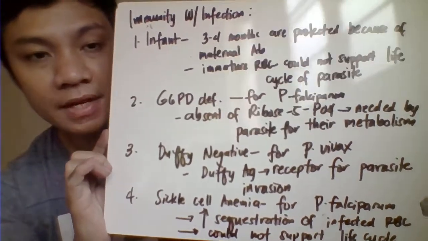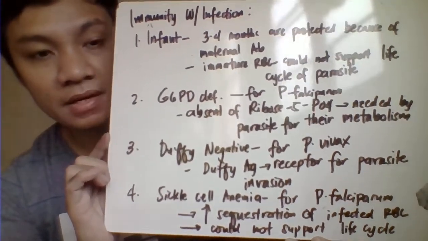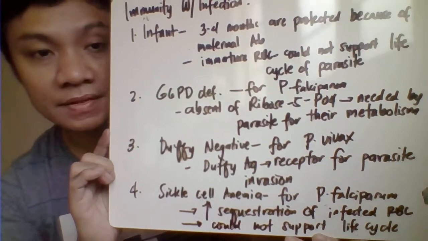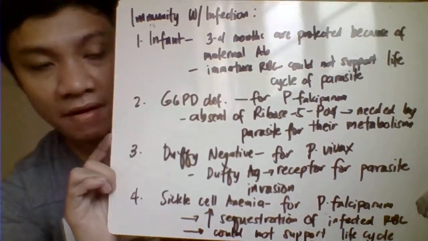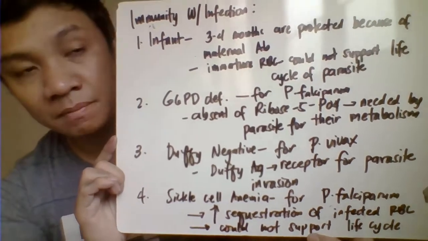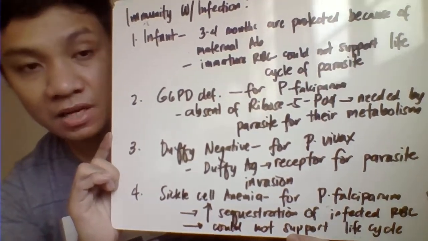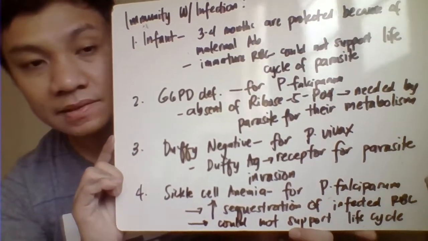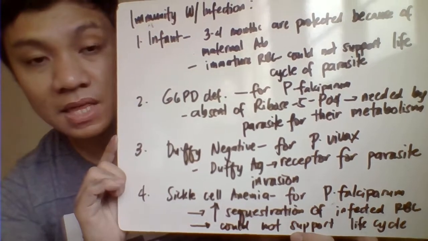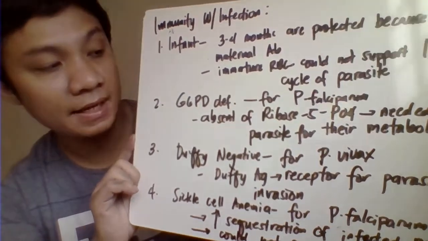Okay, we have also here some medical conditions that would eventually provide protection or immunity for some populations. The first one, we have here is infants. For infants, approximately 3 to 4 months, we are protected from the infection because they are protected by the maternal antibody. Plus, they still have immature red cells, and that immature red cell could not support the life cycle of the parasite, and therefore the parasite died.